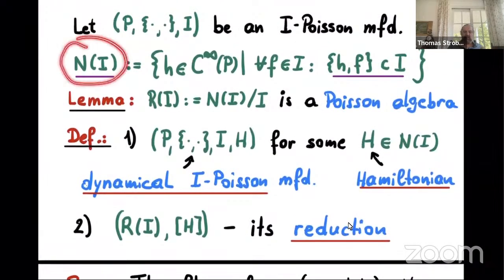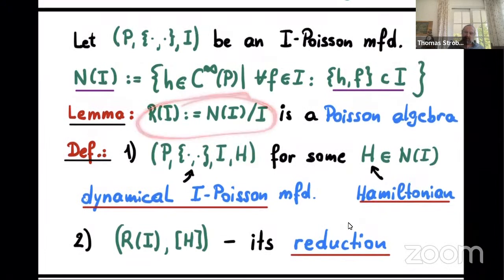And so now there are two definitions. One is, if I have a function H in this normalizer, we call it the Hamiltonian and this I-Poisson manifold dynamical. This is the situation you have in the usual physical context, where I can be generated by some constraints and H is the Hamiltonian of the system. And H being in here is just a statement that it is gauge invariant. And this Poisson algebra here, which exists in the algebraic setting always, even if the reduced manifold does not exist, and even has a Poisson bracket, this we call the reduction. And if you have some Hamiltonian, then we take its equivalence class inside here as the reduction.